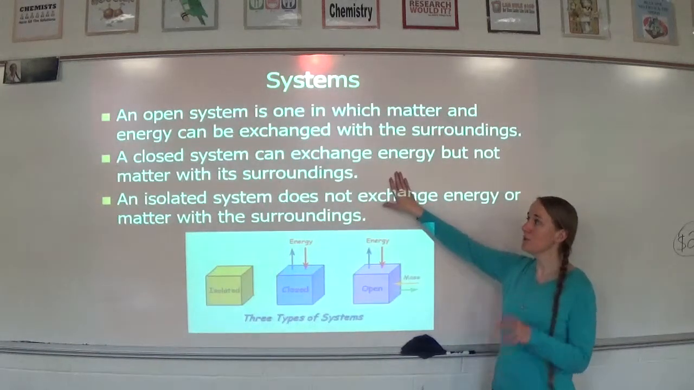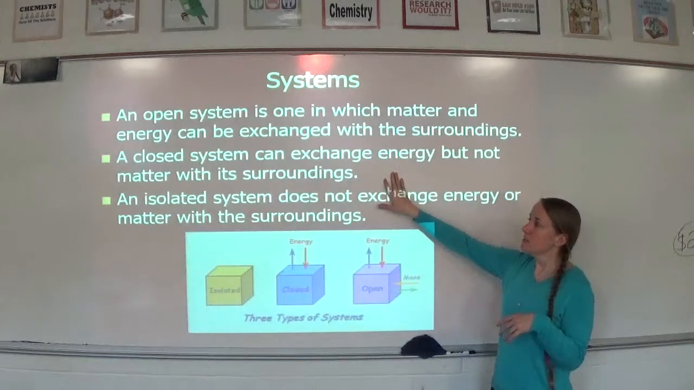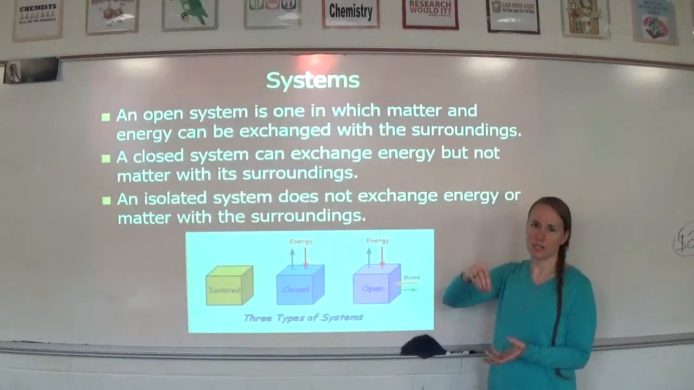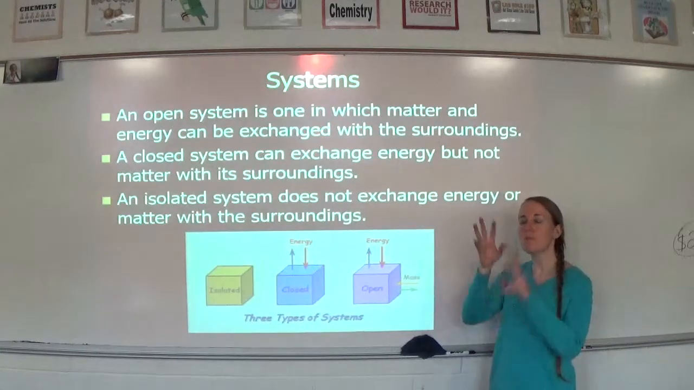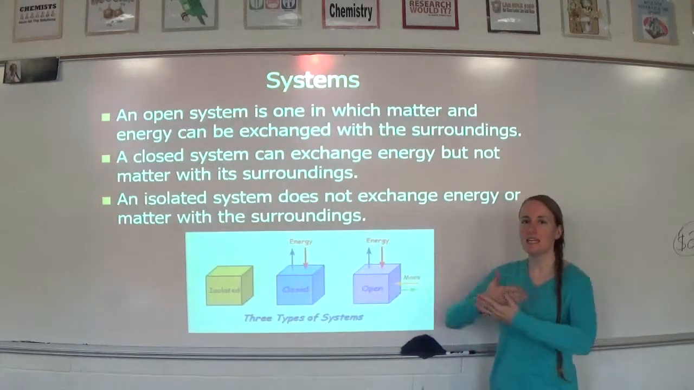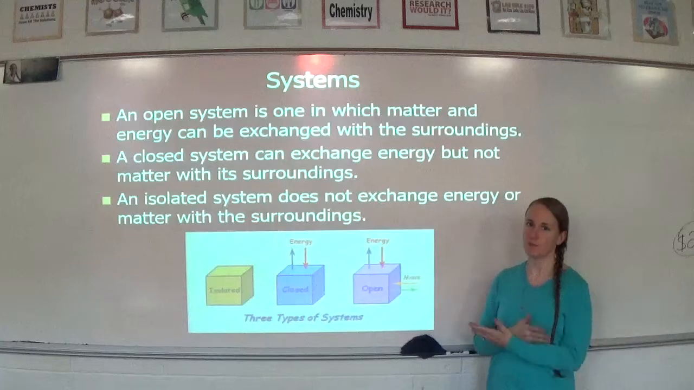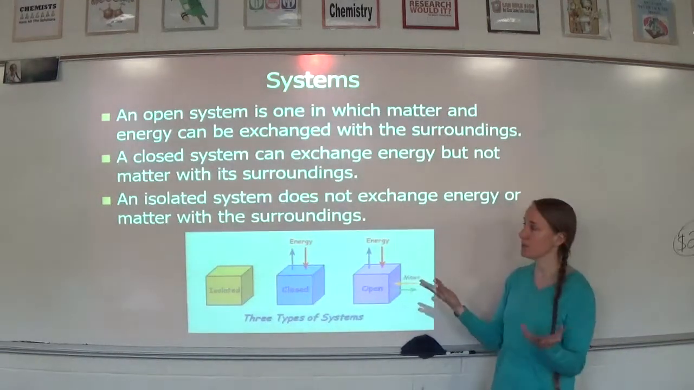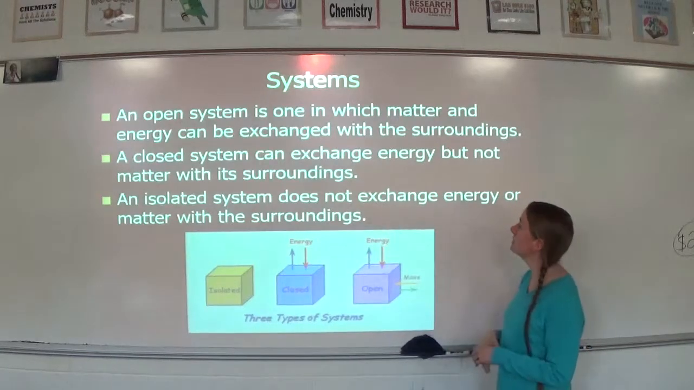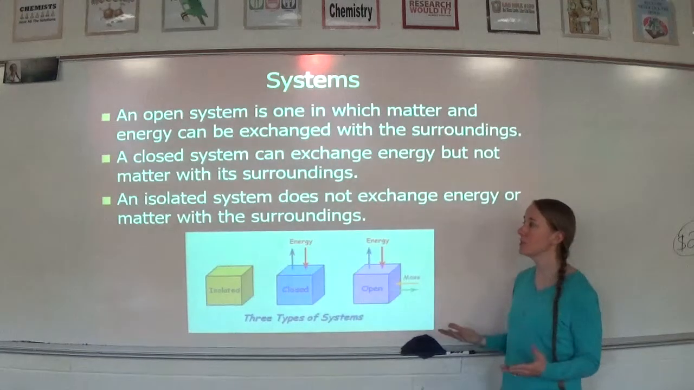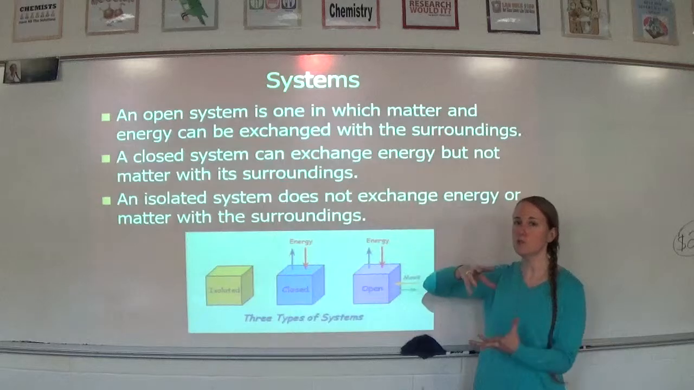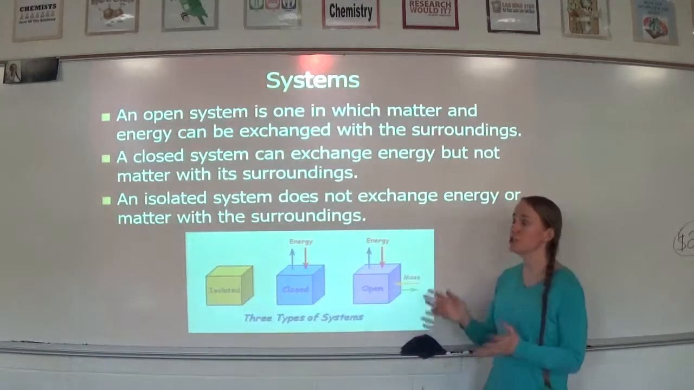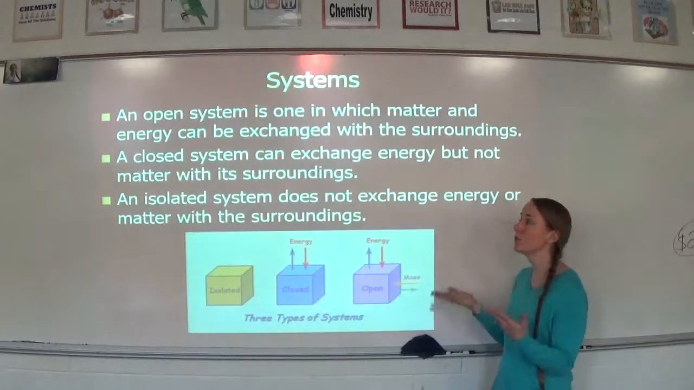A closed system can exchange energy but not matter with its surroundings. So a closed system would be like, say we do a reaction in a flask that has a stopper in it. And so in that case, no matter can actually leave, but heat can still go in and out of the flask. But matter itself cannot leave if it had a cork in it or something like that. And then an isolated system does not exchange energy or matter with the surroundings. So this would be an example of a closed and insulated vessel to hold your reaction. And so heat can't come in and out or matter.